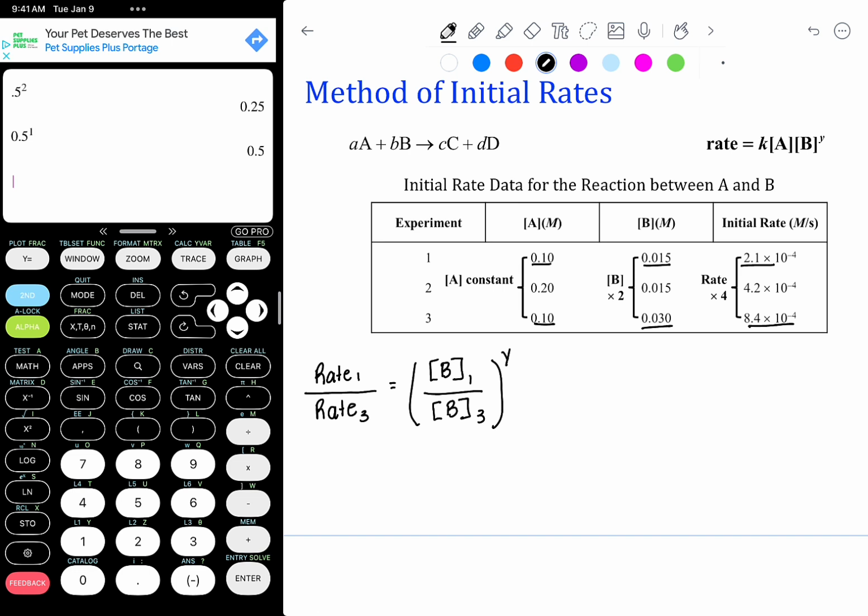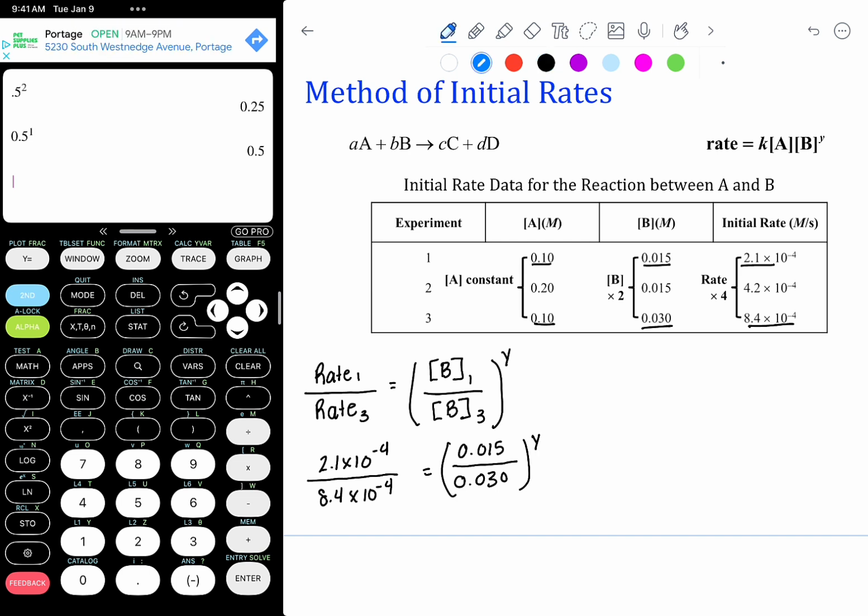So now, again, it just becomes like a plugging in of what we already know. So we know the rate of experiment 1 is 2.1 times 10 to the minus 4 over the rate of experiment 3, which is 8.4 times 10 to the minus 4. And that is going to be equal to the concentration of B in experiment 1, which is 0.015, divided by the concentration in experiment 3, 0.030, all raised to the y.